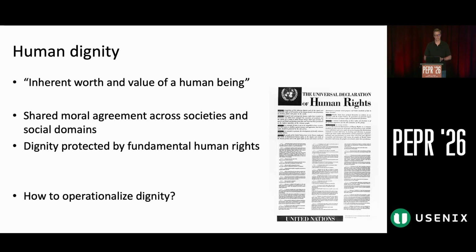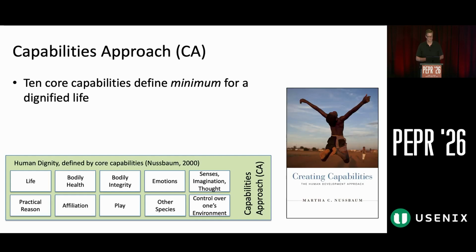The advantage here is, while privacy might be contextual, we have a pretty universal understanding of what dignity is, and the standards for dignity are protected by fundamental human rights. Dignity is a human right, and it's defined in the Declaration of Human Rights. So that's good, right? That's kind of useful, also really difficult to operationalize.